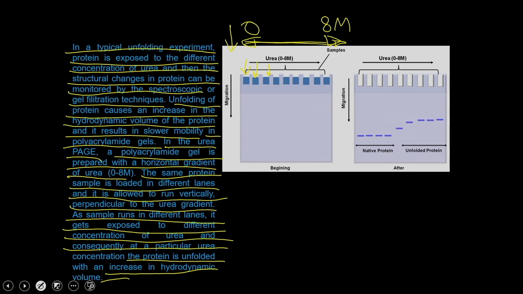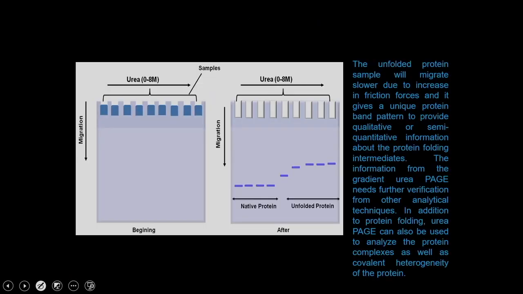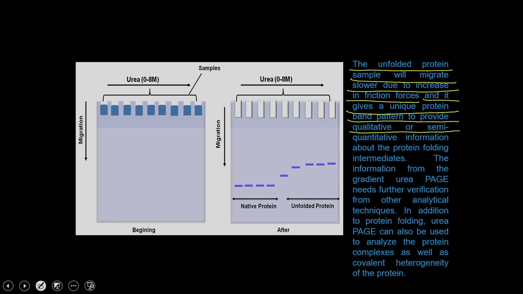So what will happen is, when you are starting the experiment, all the samples will look the same except that they are going to get exposure to different amounts of urea. So what will happen? The unfolded protein sample will migrate slower due to the increase in frictional forces, and it gives a unique protein band pattern to provide qualitative or semi-quantitative information about the protein folding intermediate.